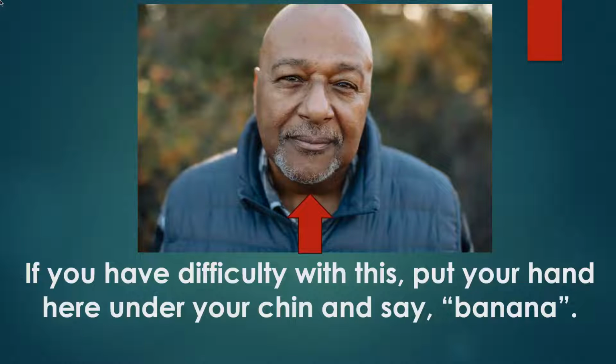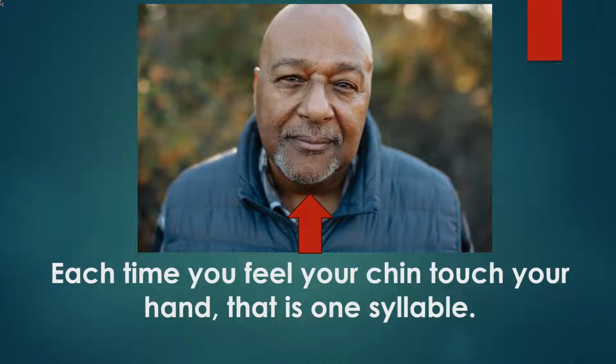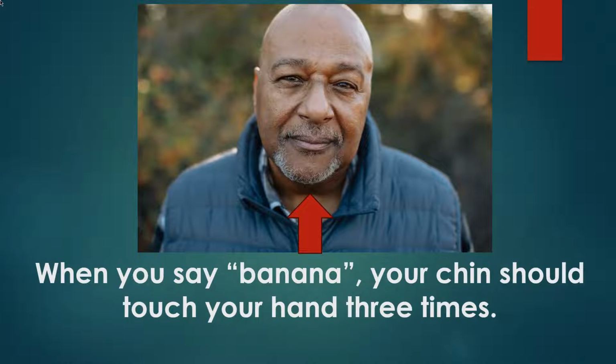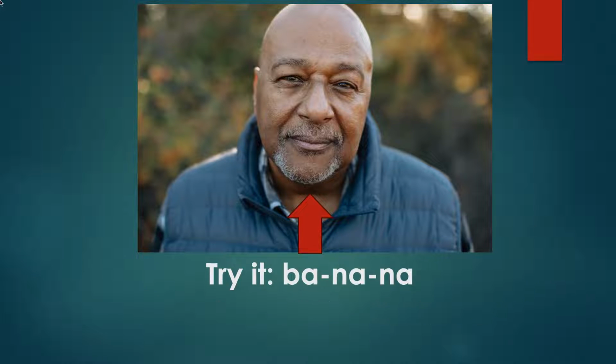If you have difficulty with this, put your hand under your chin where the red arrow is and say banana. Each time you feel your chin touch your hand, that is 1 syllable. When you say banana, your chin should touch your hand 3 times. Try it. Banana, banana. Did your hand touch your chin 3 times? Excellent.